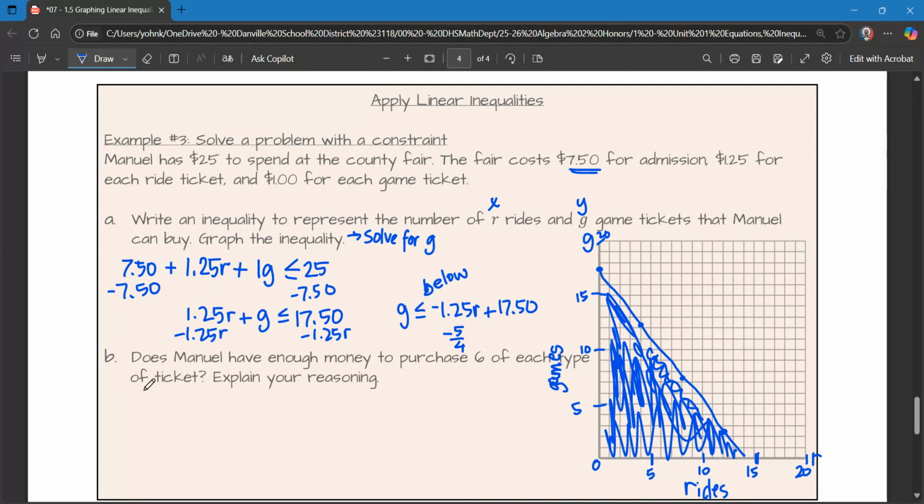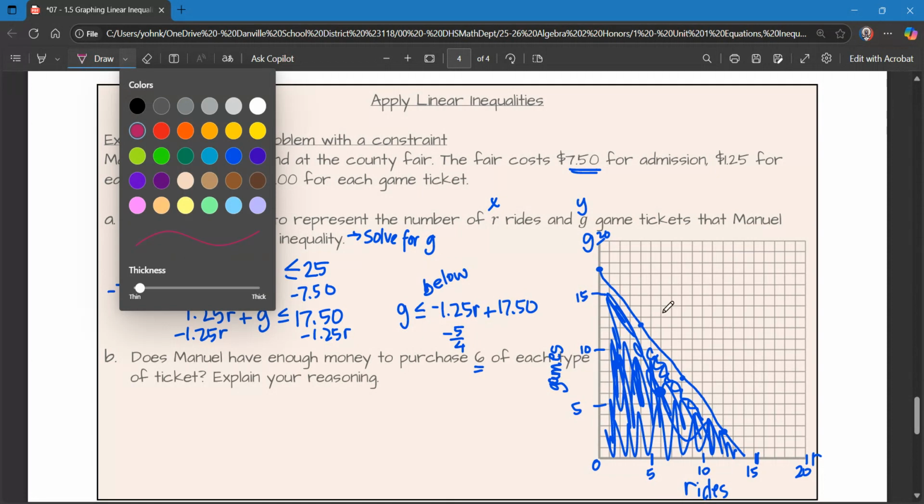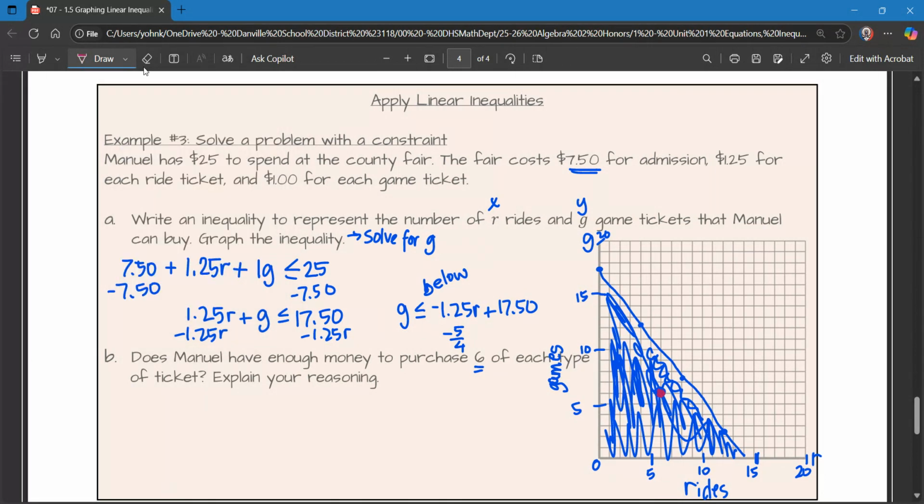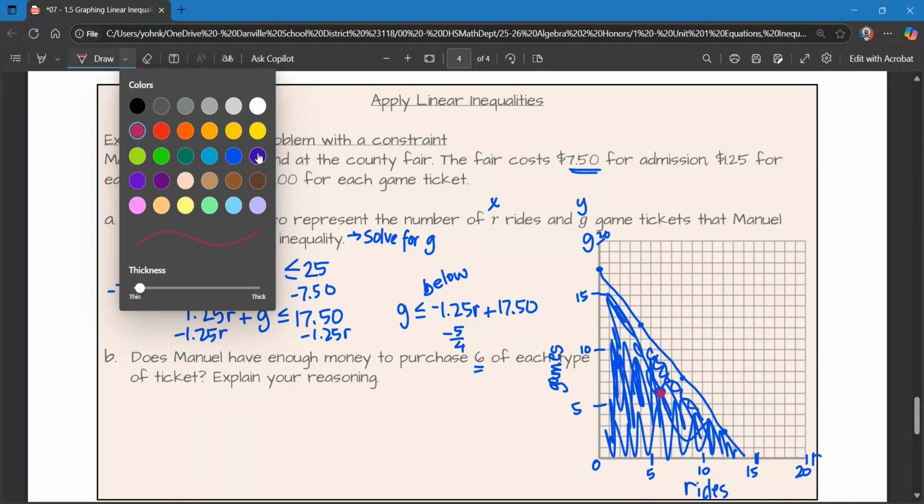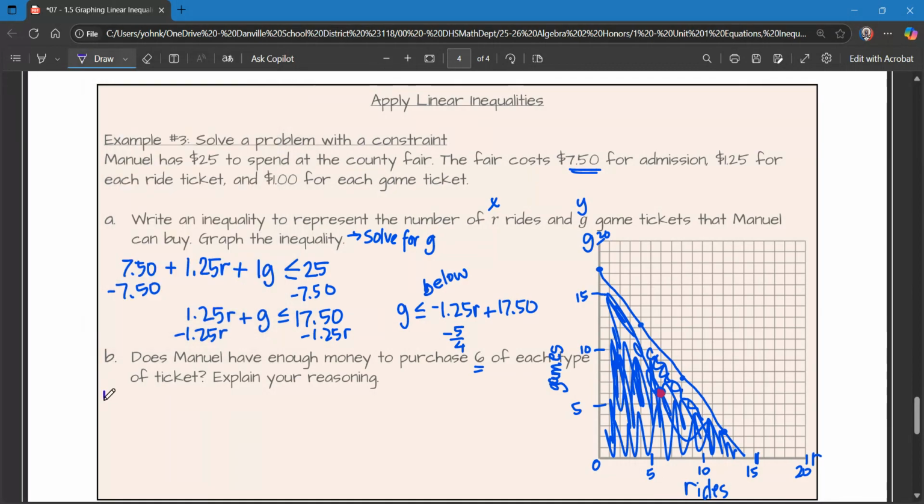Letter B, does Manuel have enough money to purchase 6 of each type of ticket? Explain your reasoning. Well, you have 2 choices. You can think in terms of your picture, and so if you find 6, 6, it's kind of right. Let's change the color so that you can obviously see it. Let's do pink. 6, 6 would be right there. So notice that 6, 6 is in the shaded region. That means that that's an okay value, and so that's going to be yes. It's in the shaded region.